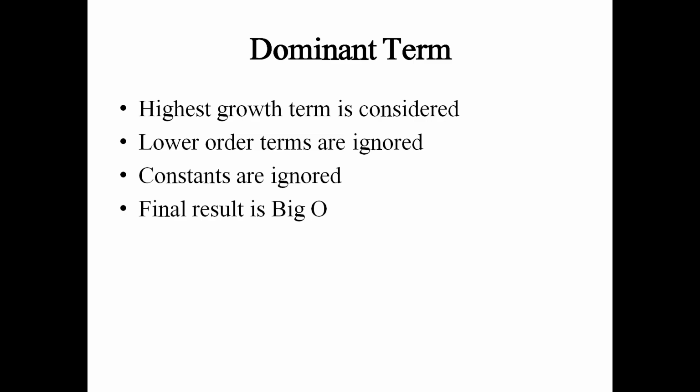Dominant term means the term that grows fastest when n becomes large. For example, 5n square plus 3n plus 20. Here, n square grows faster than n and the constant value 20. So we ignore 3n, and we ignore the constant value 20 also. Also, we ignore the multiplier 5. Therefore, 5n square plus 3n plus 20 is equal to order of n square.